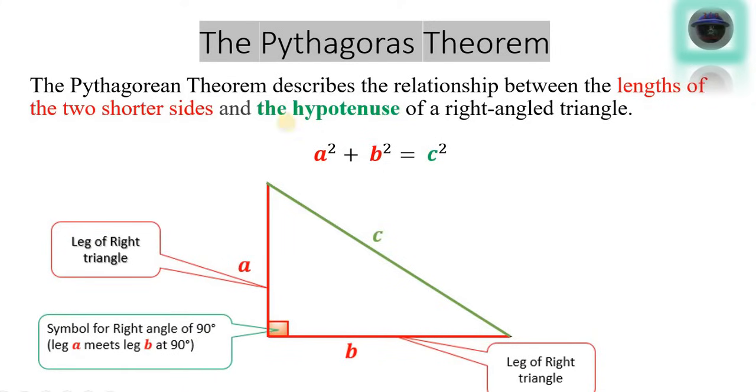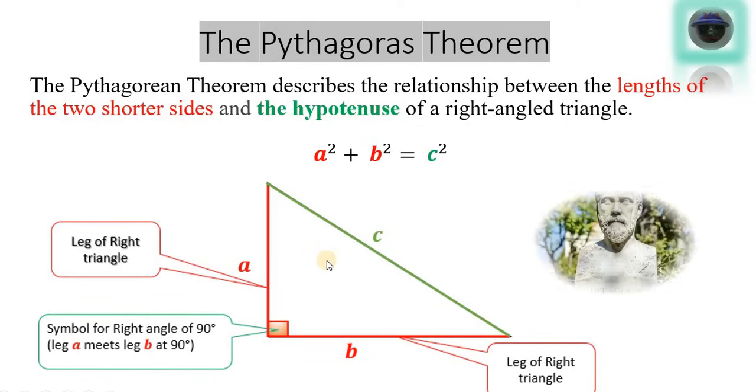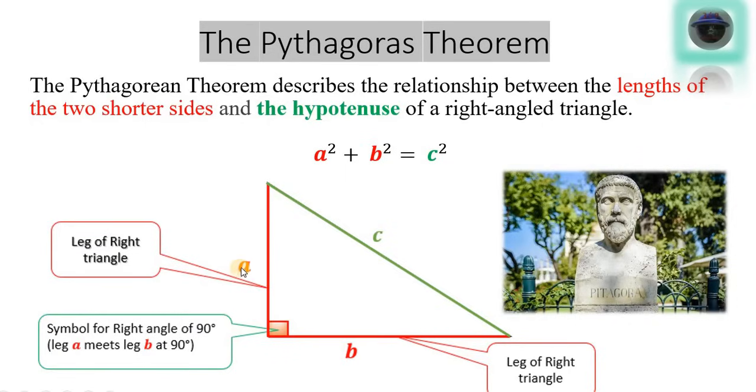The Pythagoras theorem describes the relationship between the lengths of the two short sides of a right angle triangle and the hypotenuse. Now, if we look at this right angle triangle here, we're seeing the two short sides. The two short sides meet at 90 degrees. They are perpendicular to each other. And opposite this 90 degree angle is the side known as the hypotenuse. It is the longest side. It faces the 90-degree angle. The symbol for the right angle, as you see here, is a square.